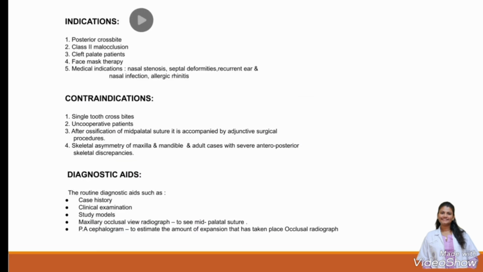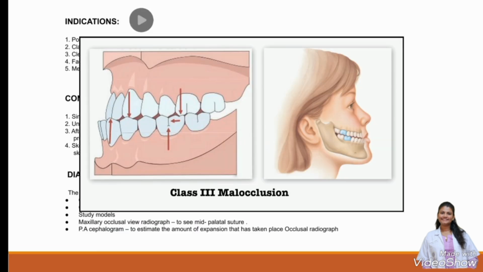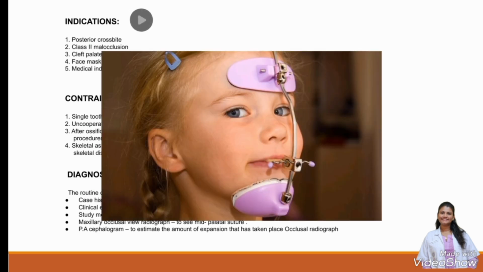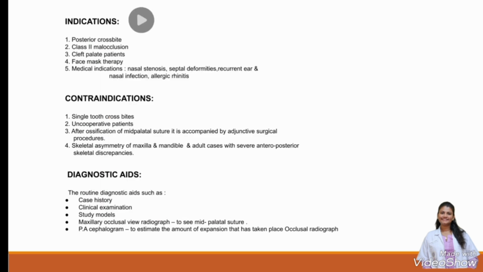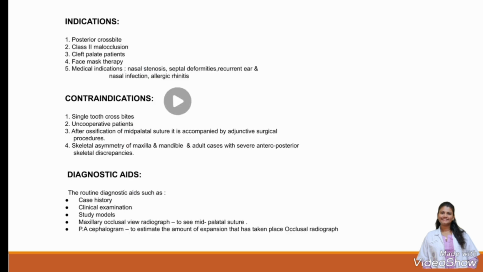Indications for RME: posterior crossbite, class 2 malocclusion, cleft palate patients, face mask therapy. Medical indications: nasal stenosis, septal deformities, recurrent ear and nasal infections, allergic rhinitis. Contraindications: single tooth crossbites, uncooperative patients. After ossification of mid-palatal suture, it is accompanied by adjunctive surgical procedures. Skeletal asymmetry of maxilla and mandible and with severe anteroposterior skeletal discrepancies.